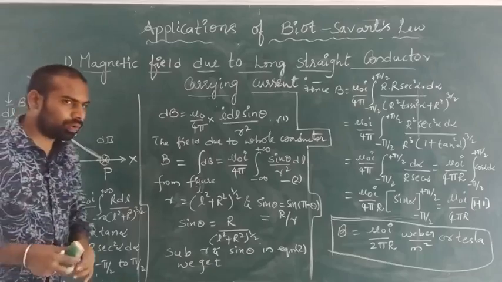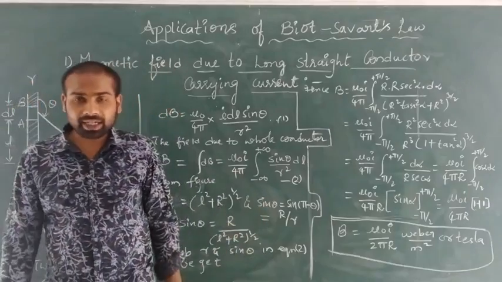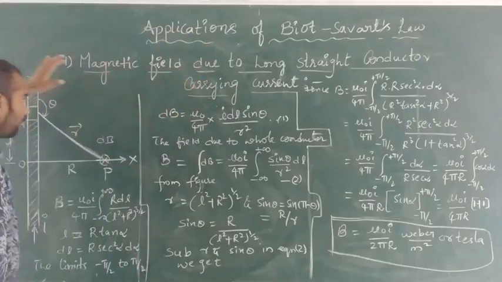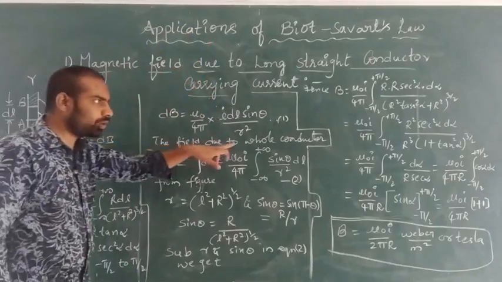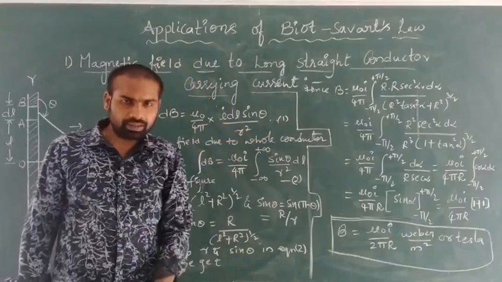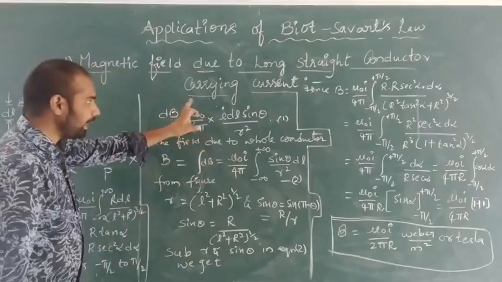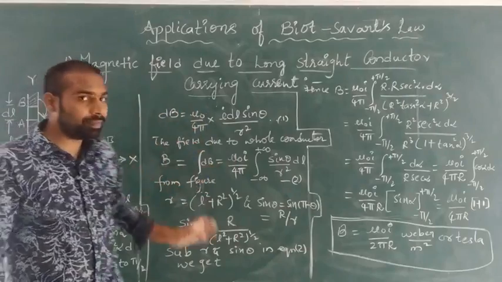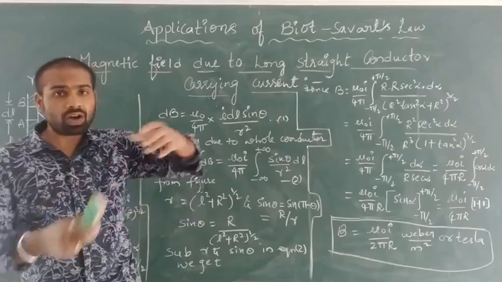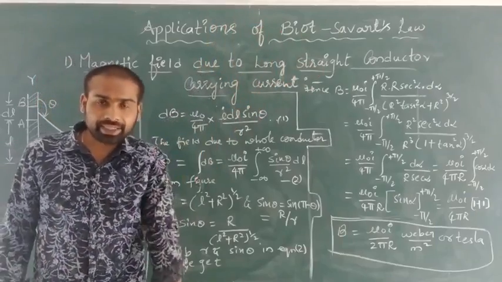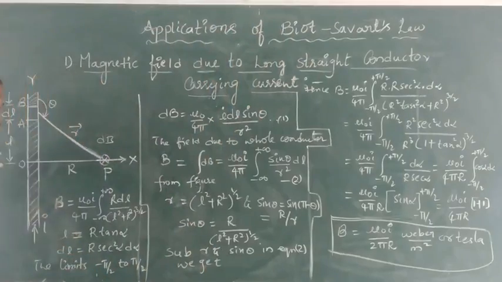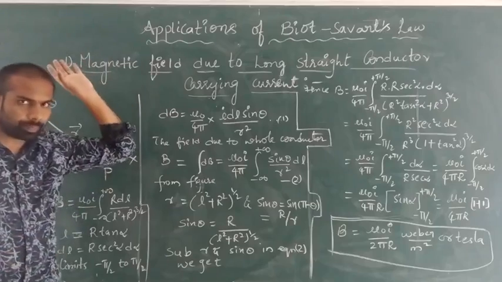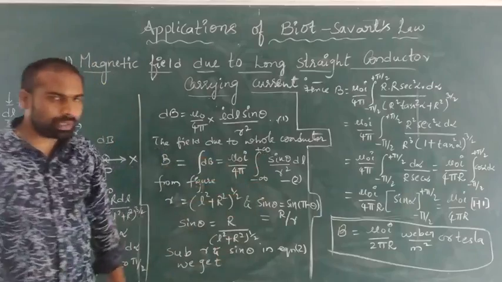Now we have to find the entire magnetic field due to the long conductor. The field due to the whole conductor we can get by integrating this. Integration of dB gives B, within the limits minus infinity to plus infinity, because it is an infinitely long conductor and O is the origin.